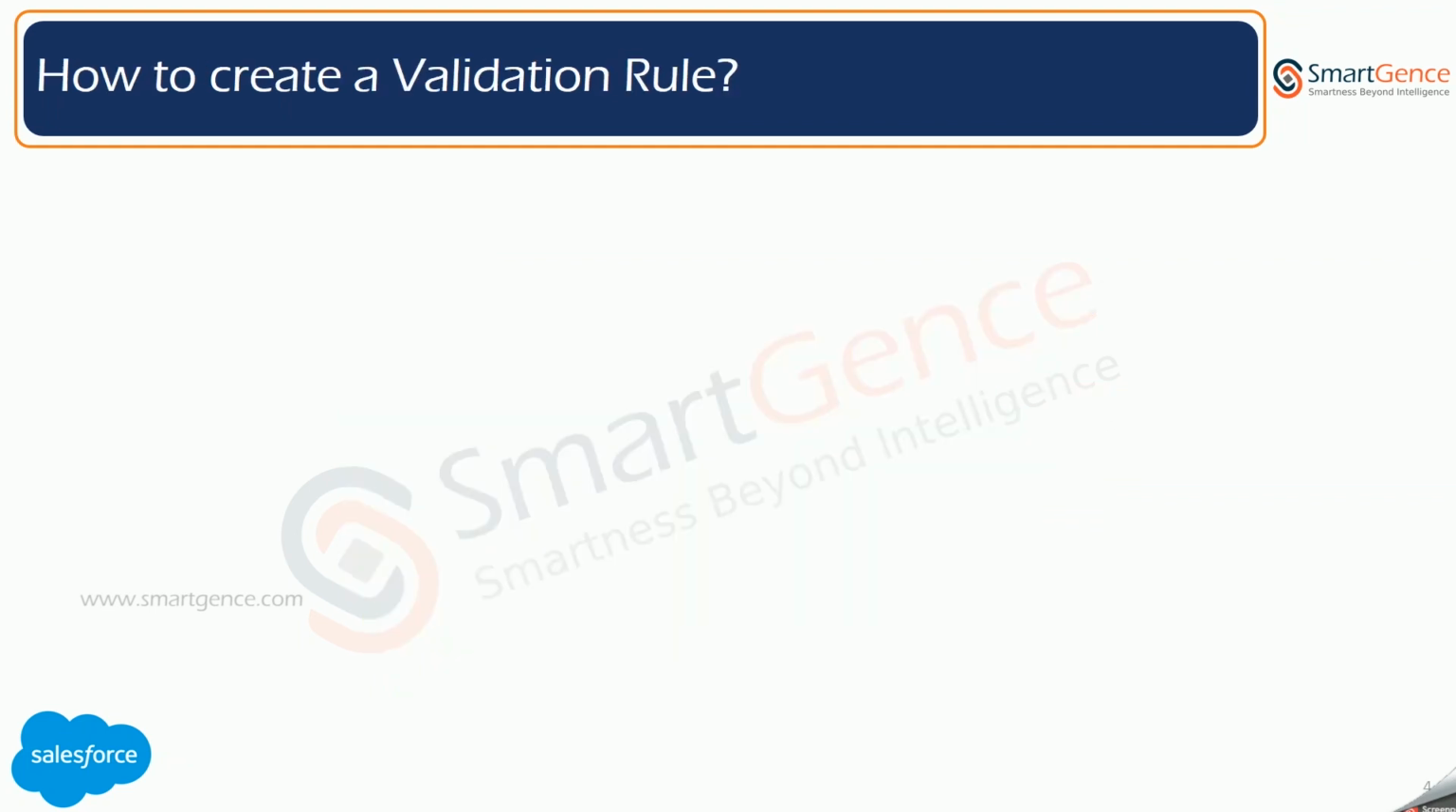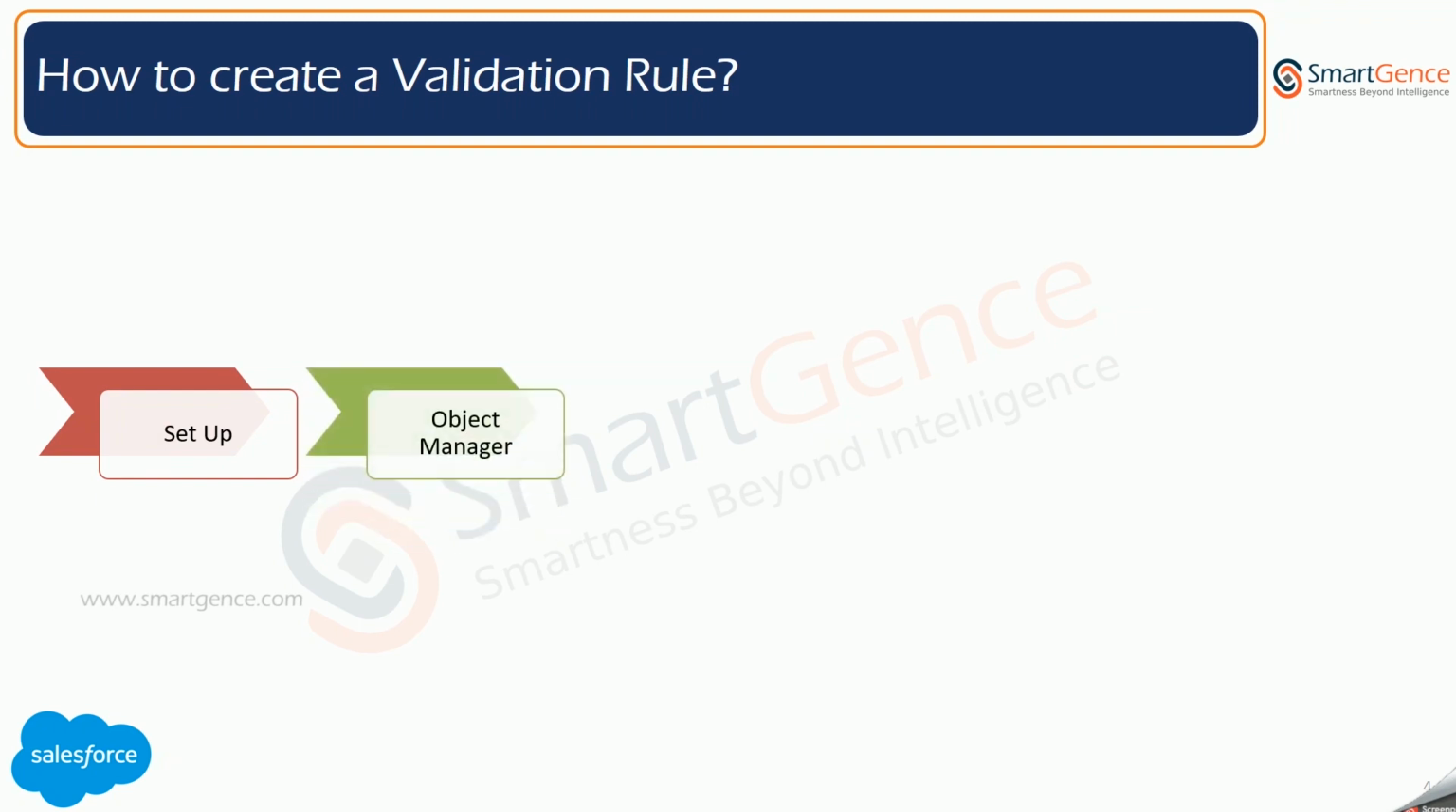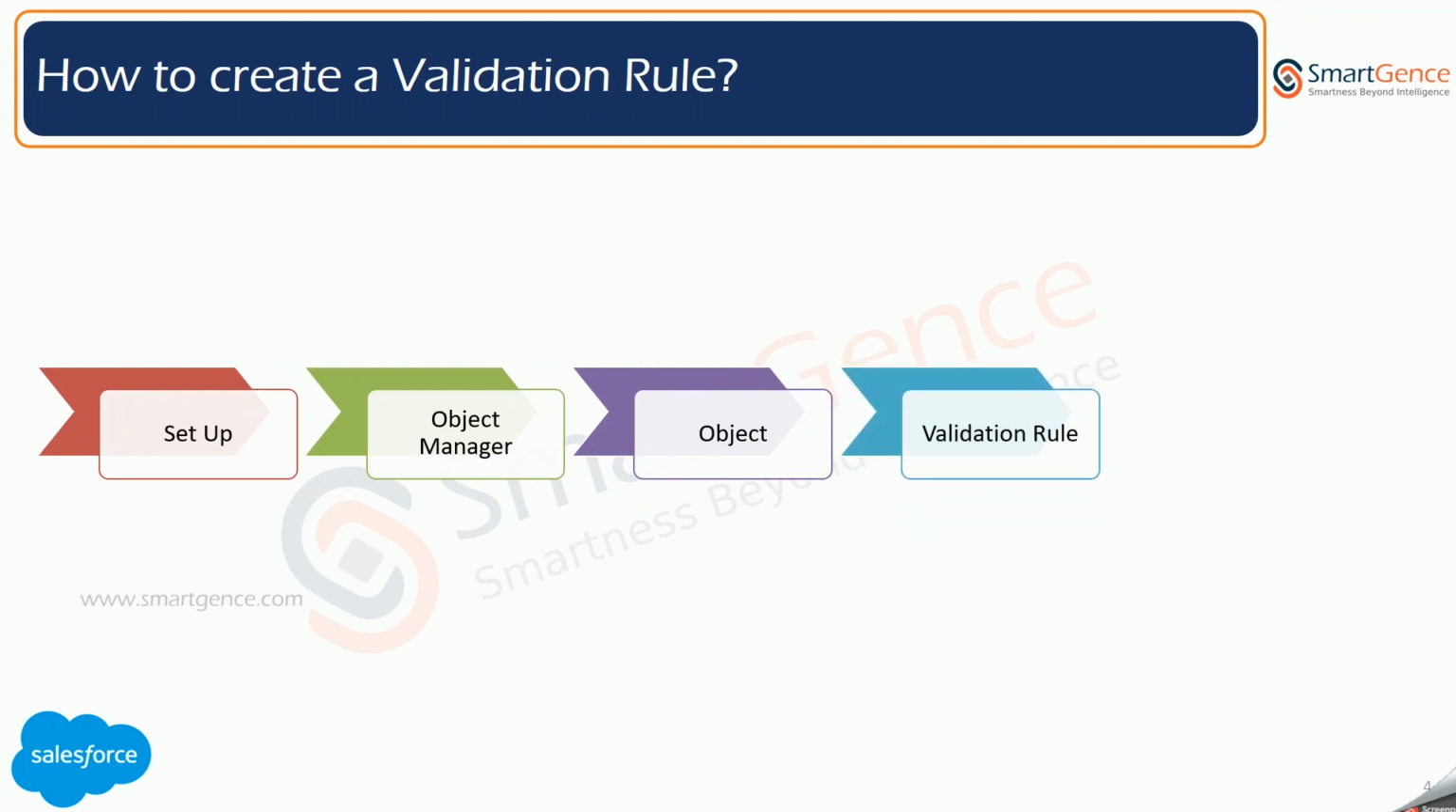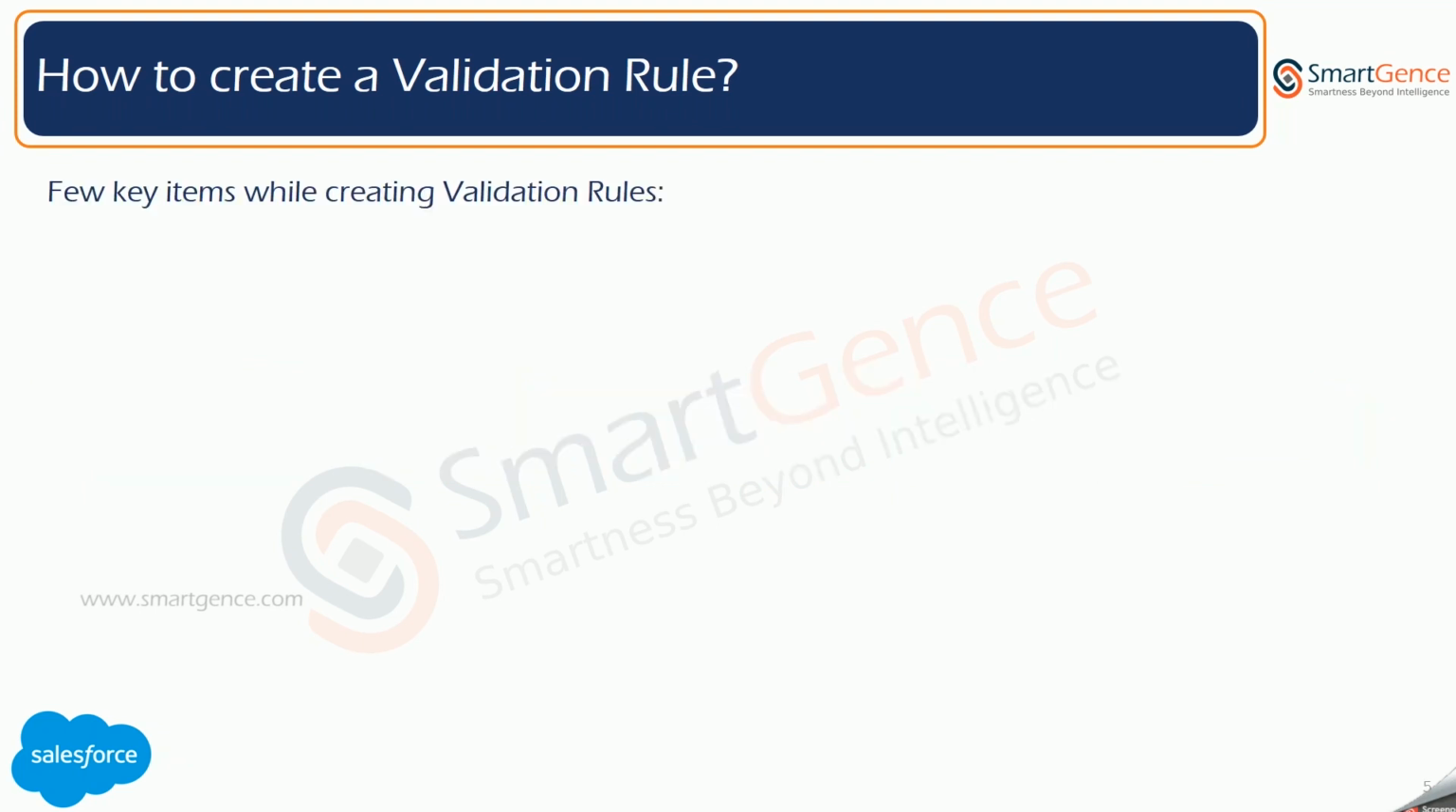To create a validation rule, we need to navigate to setup, then to the object manager, then select the specific object where we want to put this particular validation rule. There will be a section called validation rule for that object, and in that section you'll see the small button New. By clicking on that, we can create a new validation rule.